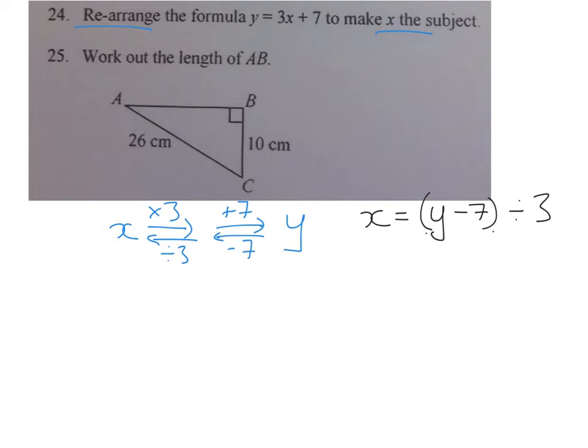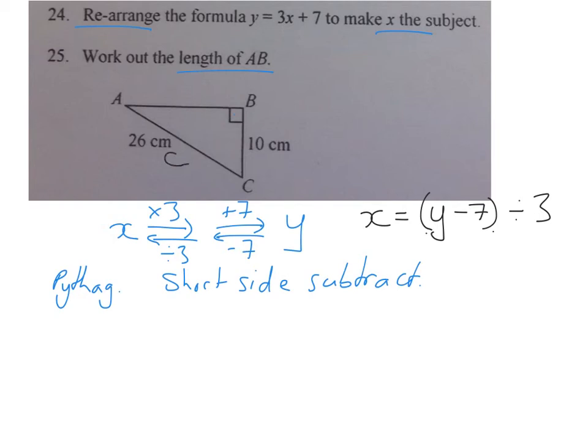Work out the length of AB. It's a right angle triangle, so it's Pythagoras. And it's a short side, so we will subtract. Okay, so it will be C, B, A. So A squared is equal to 26 squared minus 10 squared.